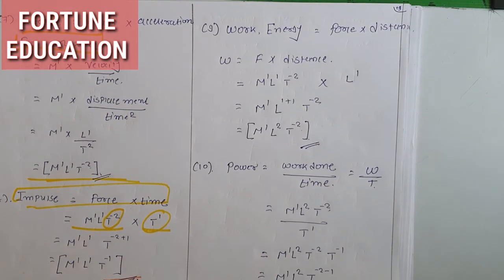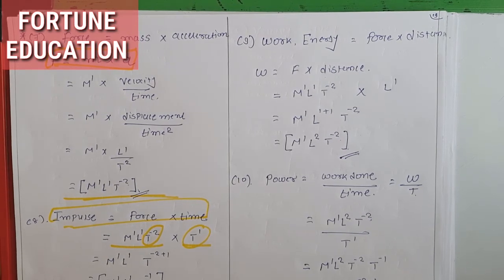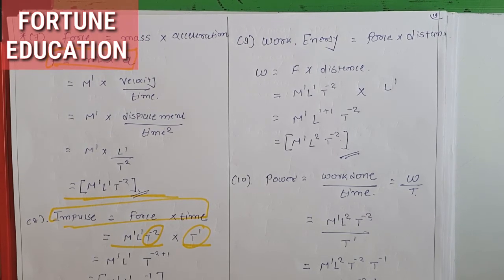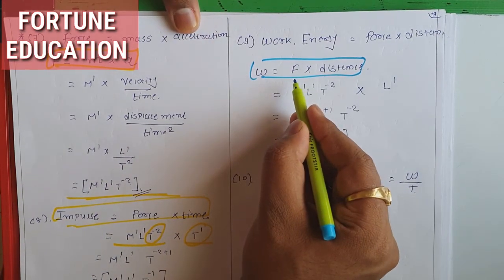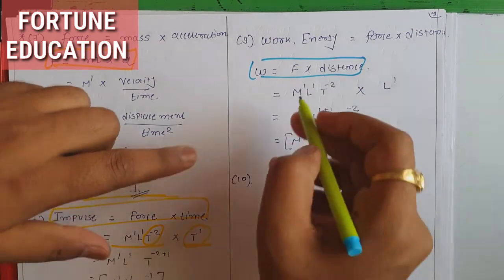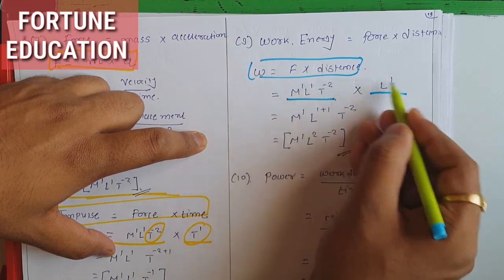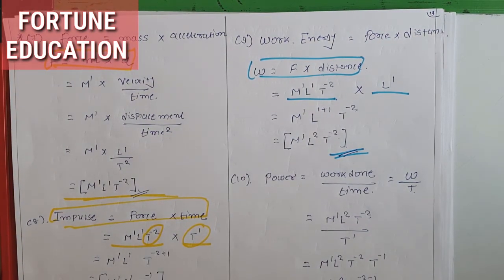Okay, now next is work, or we can also say energy. What is work? When we apply a force on a body or object, it may experience some displacement in the direction of the force. So the equation of work is force into displacement. Work equals force into displacement. We know the equation of force: F equals mass into acceleration, and by this we make the dimension formula. It is M^1 L^1 T^-2 and distance is L^1. For L the bases are the same, so adding the powers, 1 plus 1 is 2. So M^1 L^2 T^-2 is the dimension formula for work.